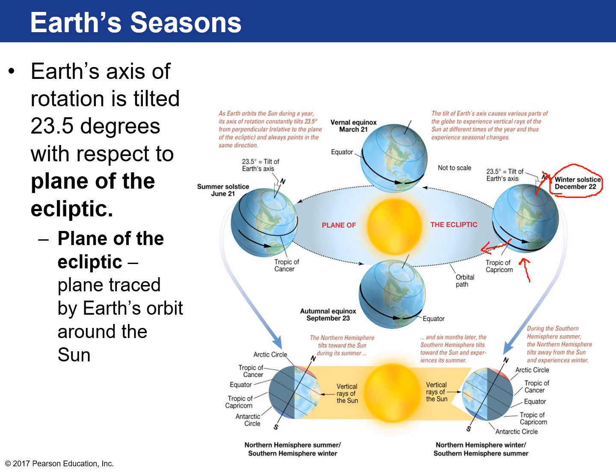If we go over here, the northern hemisphere is tilted towards the sun, so you can imagine the Earth spinning in this direction. The northern hemisphere would be receiving more solar radiation, and therefore the northern hemisphere is experiencing summer. While the southern hemisphere down here is tilted away from the sun, they receive less solar radiation and they experience winter.